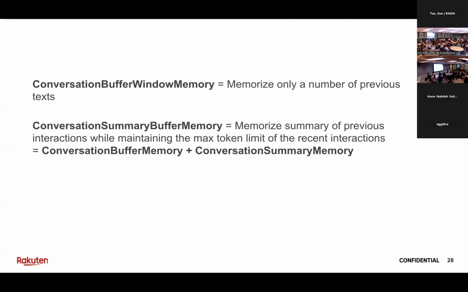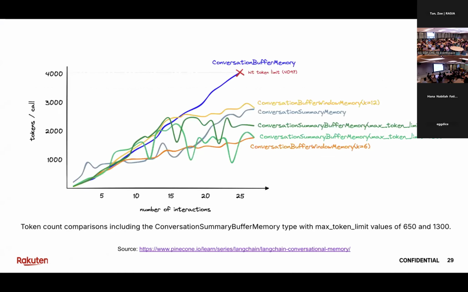But with conversation summary buffer memory, you want to make sure that previous conversation contexts are still maintained with that summary, while also allowing the recent interactions to still be stored. So actually, it looks kind of like this. It's not unexpected that conversation buffer window memory has, I guess, the lowest tokens per call. That is because we're only keeping the last 6 conversations, which is why the tokens is not that much.